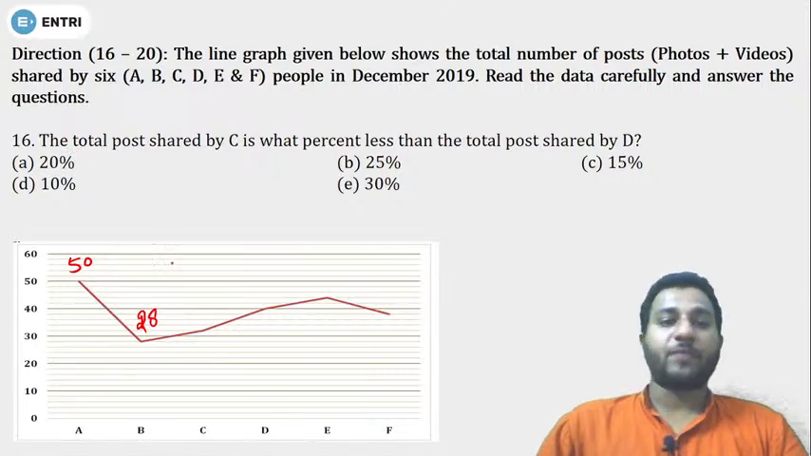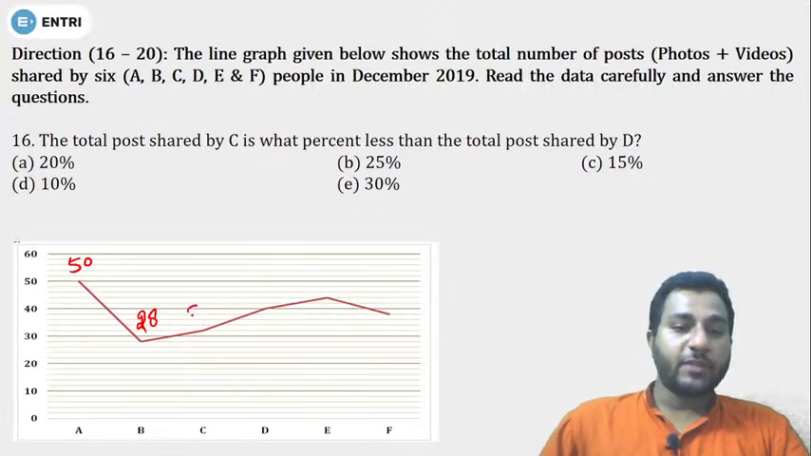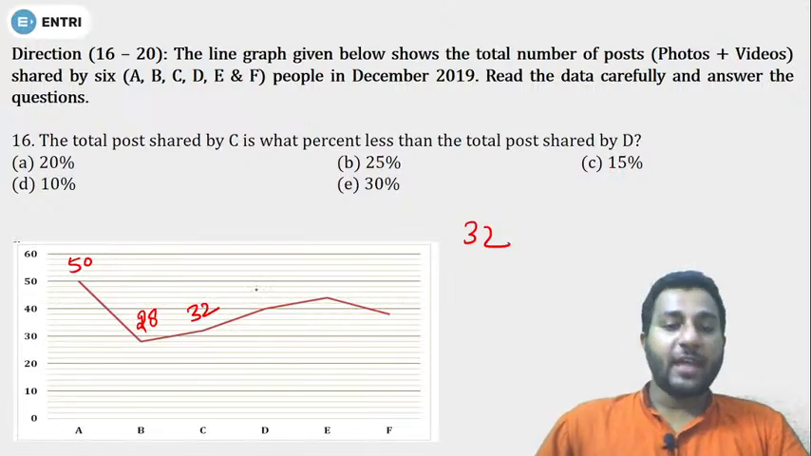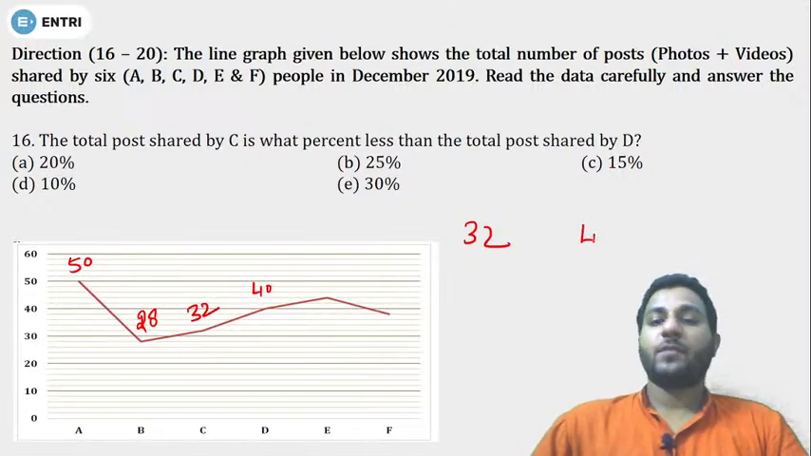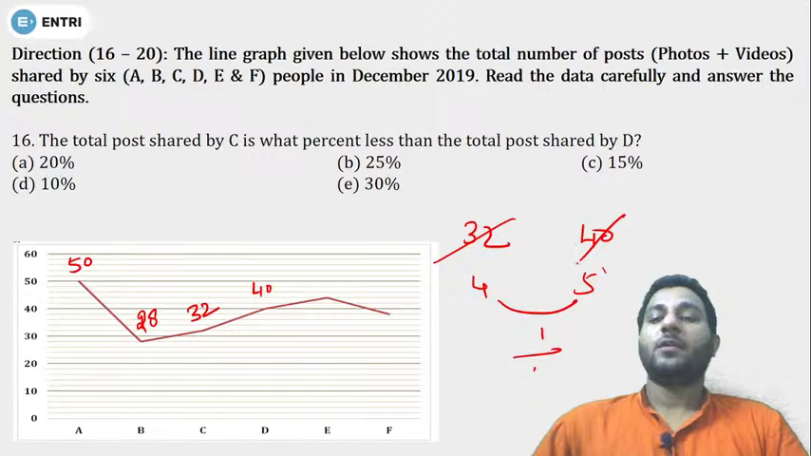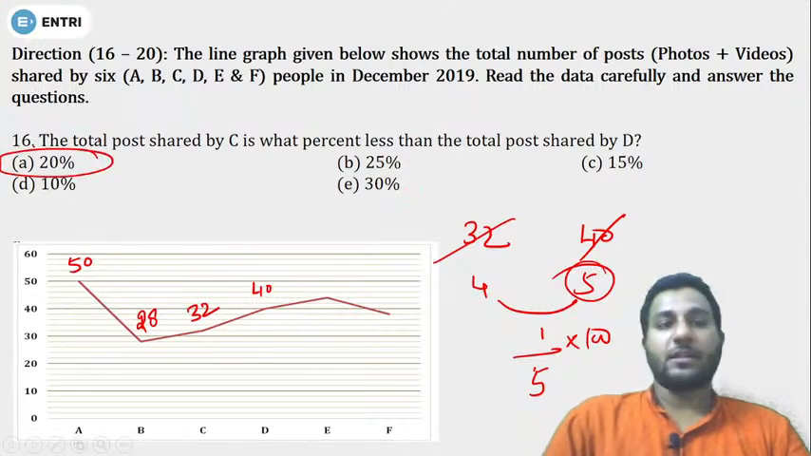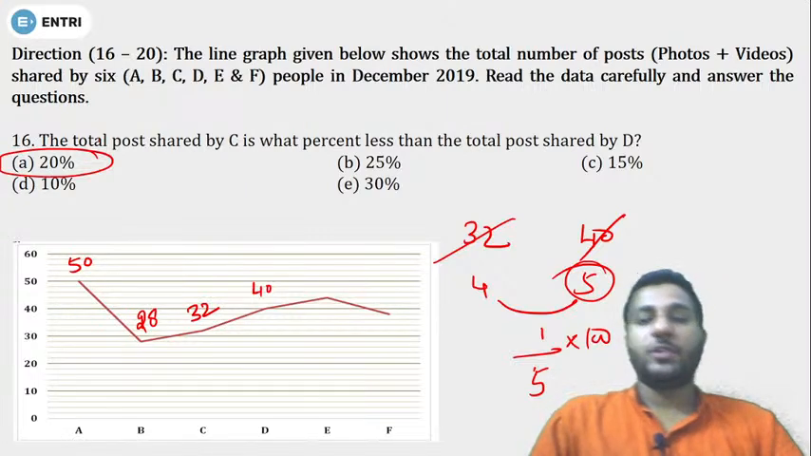We have to look at the question. The total posts shared by C, first of all we need to figure out, is 32. It is what percent less than the total posts shared by D? D has shared exactly 40. Clearly, 8 fours are 32 and 8 fives are 40, so it is 1 unit less than D. So 1 by 5 into 100, which means 20% is the correct answer. Got it? I hope you have got the chart which you needed.